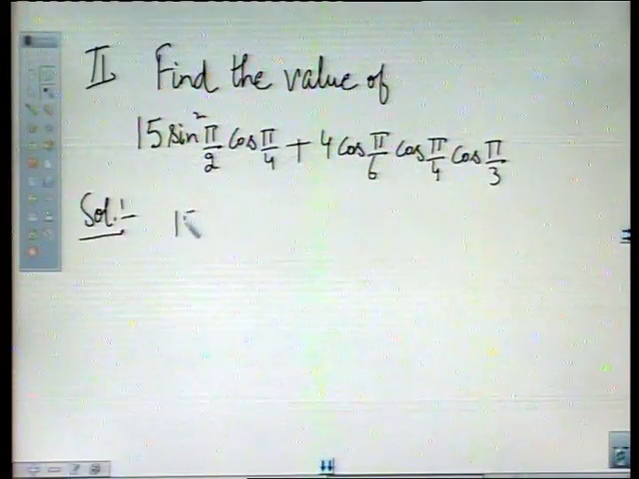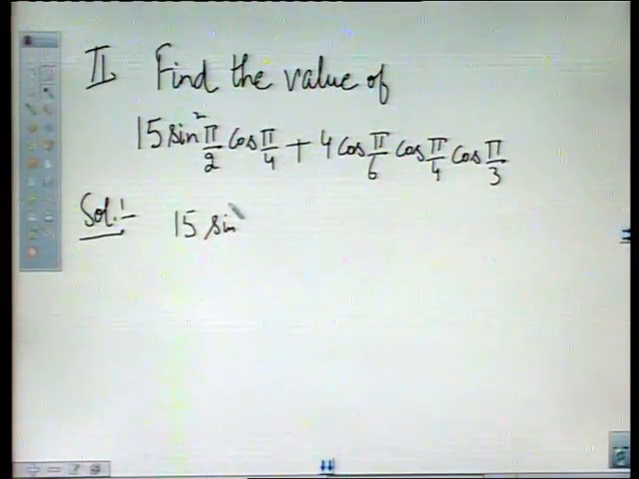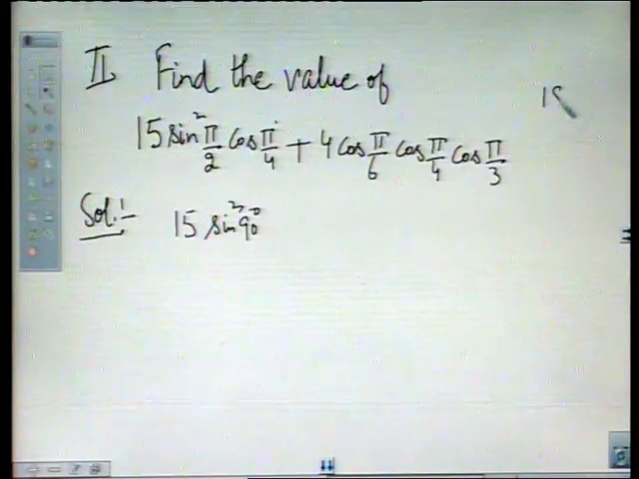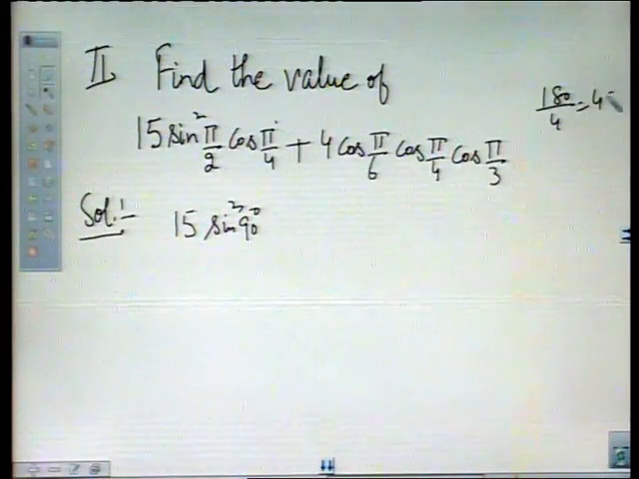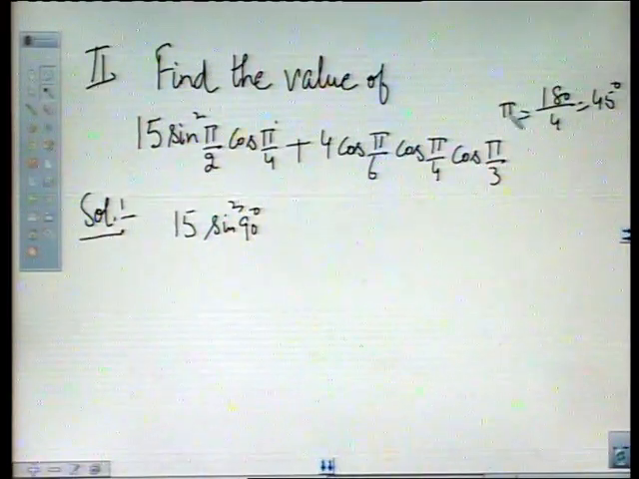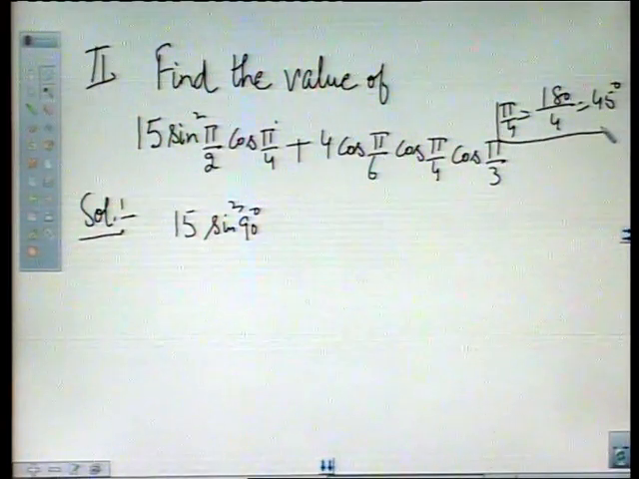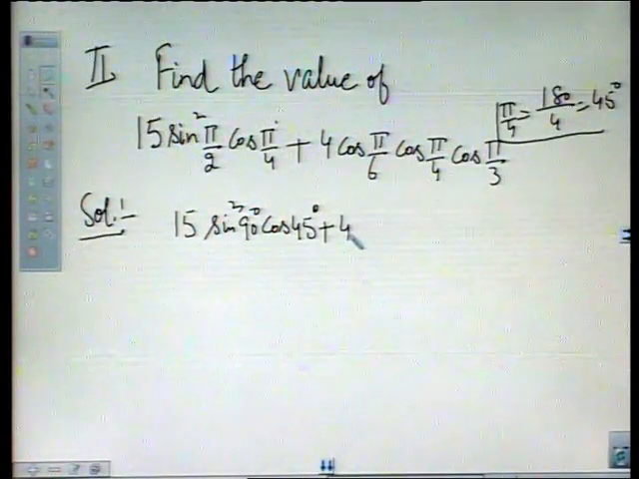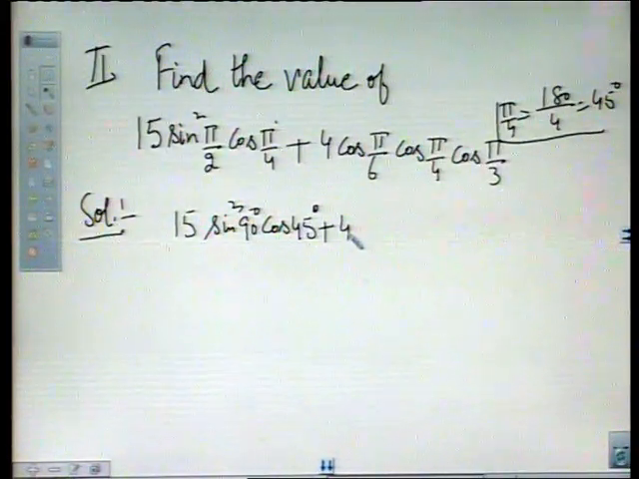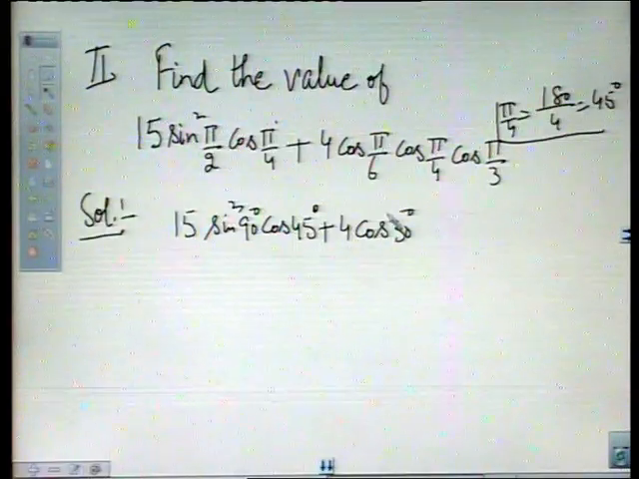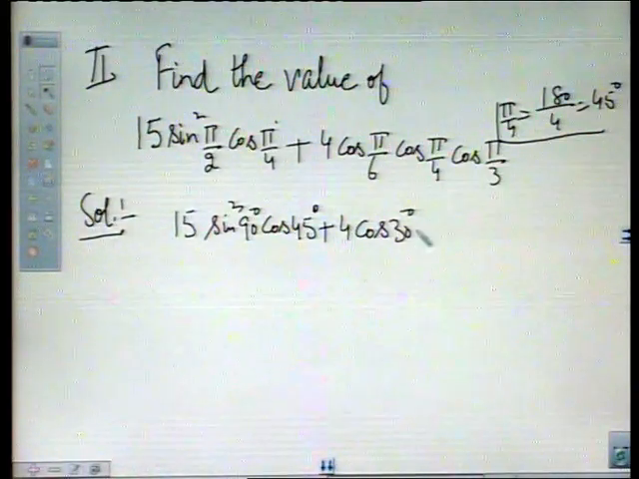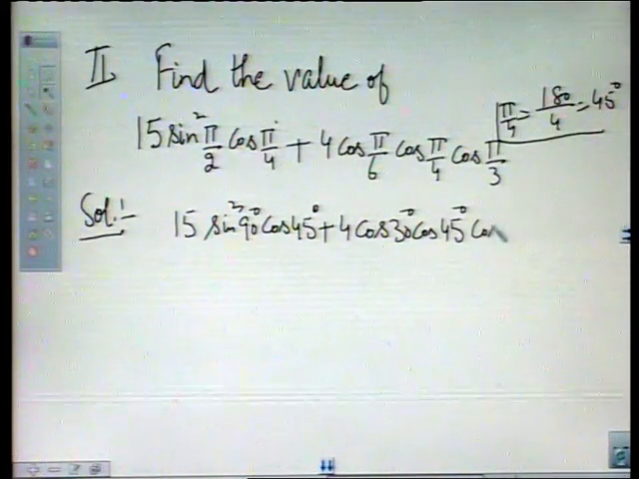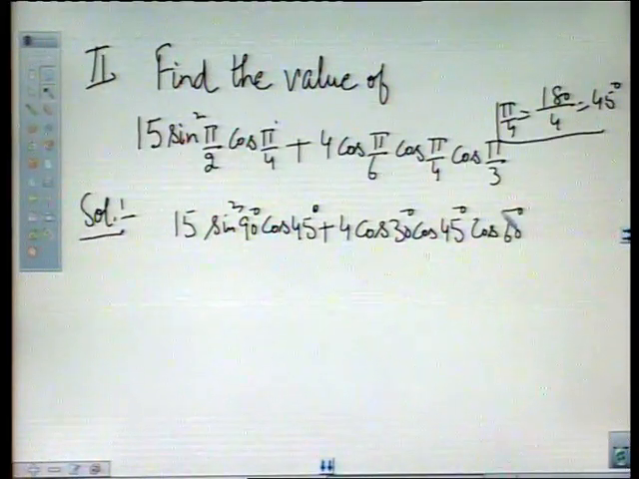We know that pi by 2 is equal to 90 degree. This is sine square 90. Pi by 4, pi is 180. When we divide 180 by 4, that comes out to be 45 degree. It means the value of pi by 4 is 45 degree. This is cos 45. Then 180 divided by 6 will give us 30 degree. This is 4 cos 30 degree. Then next again pi by 4, we know the value of pi by 4 in terms of degrees is 45 degree, and in here 180 divided by 3 will give us the angle cos 60.